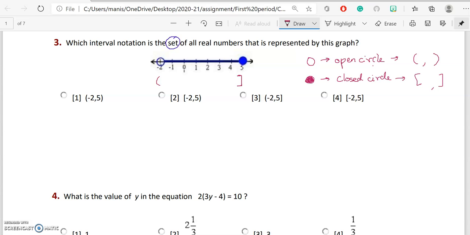So I will look for values. The values will be negative 2, comma, and this one is 5. So let's look over here. No. You see, this is a parenthesis. This means open circle. But this is a closed circle. In this case, it means closed circle, open circle. No. So only this is the choice which looks like the one which I have drawn over here. So this is the correct answer for this question.